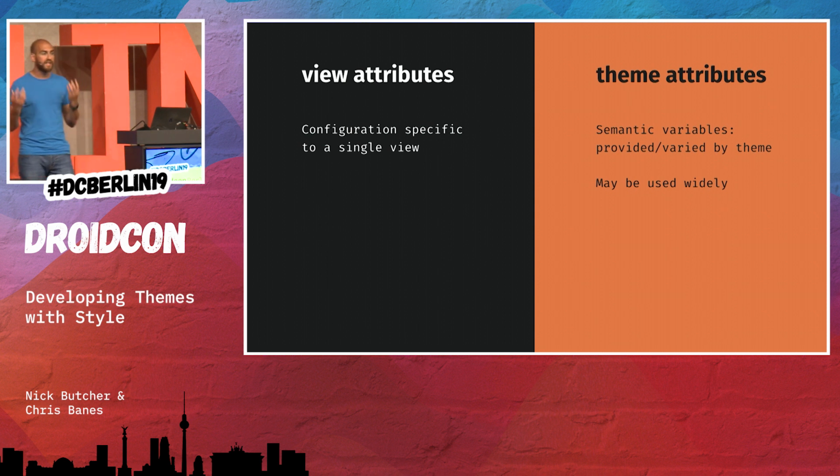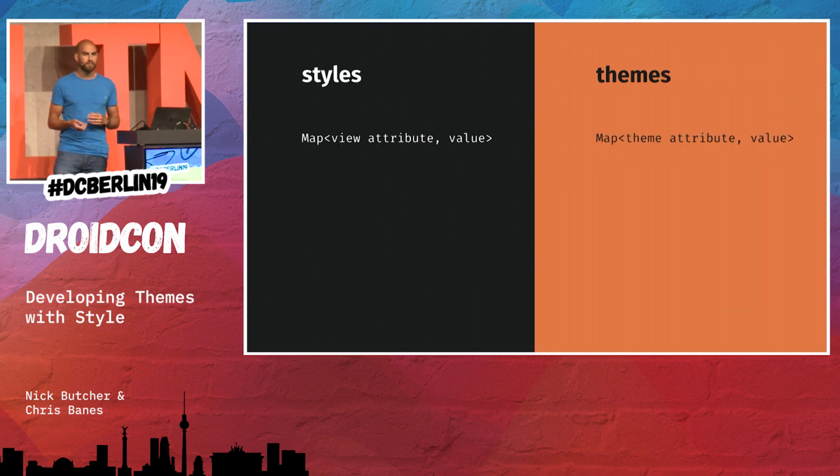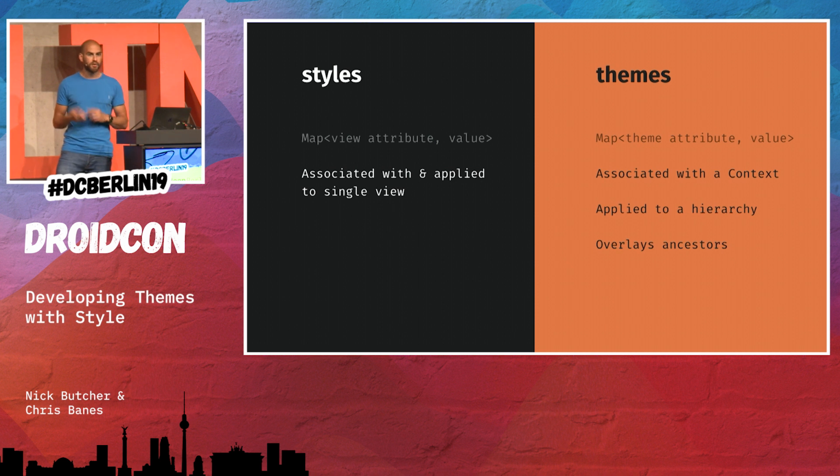So going back to those keys for the different maps: view attributes are the configuration specific to a single view, and theme attributes are these semantic variables which are varied or provided by the theme, and they can be used much more widely. So hopefully that helps you think about the difference between a theme and a style, what they are, their types, but also how you apply them in your application varies slightly as well. Styles are one-to-one with views, so they're associated with a particular view type, as in the keys are only valid for whatever widget they're applied to, the view attributes that widget has. Versus a theme is actually associated with a context, and it applies to a hierarchy and overlays any ancestors.